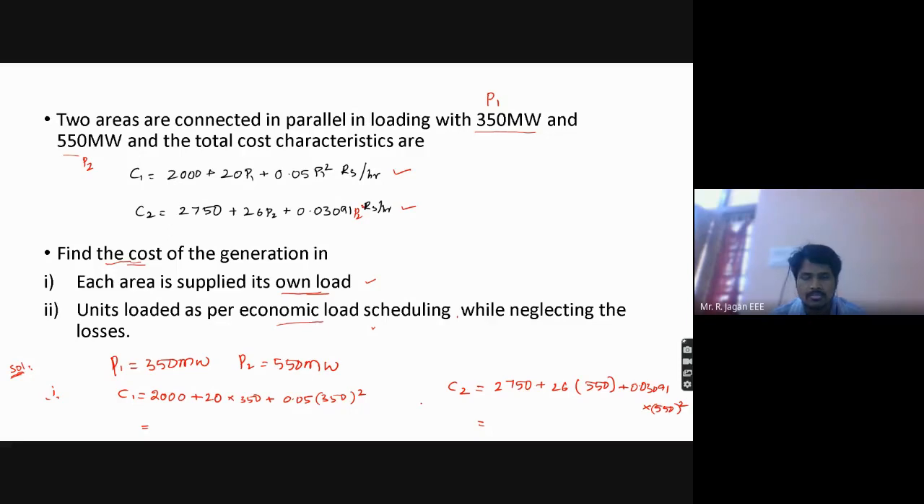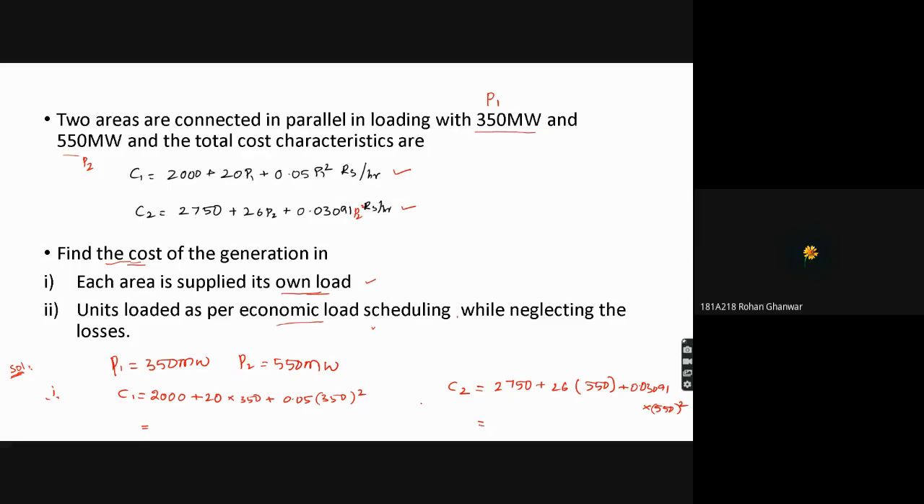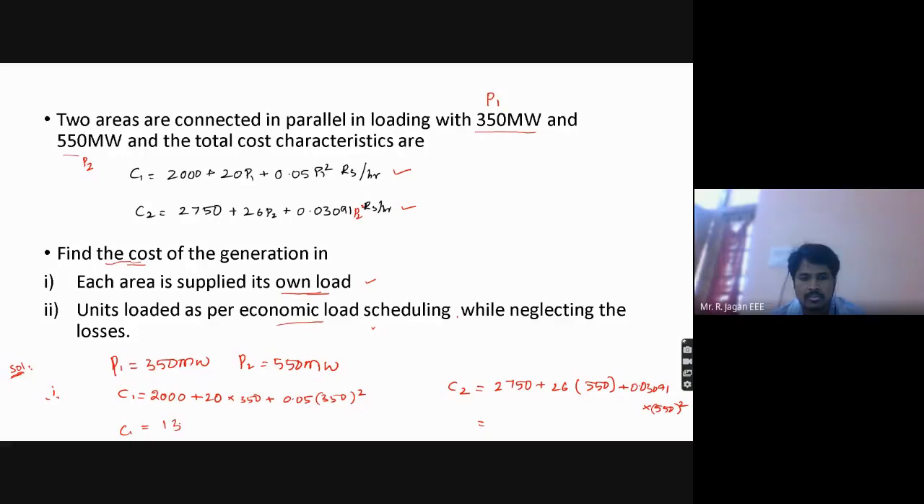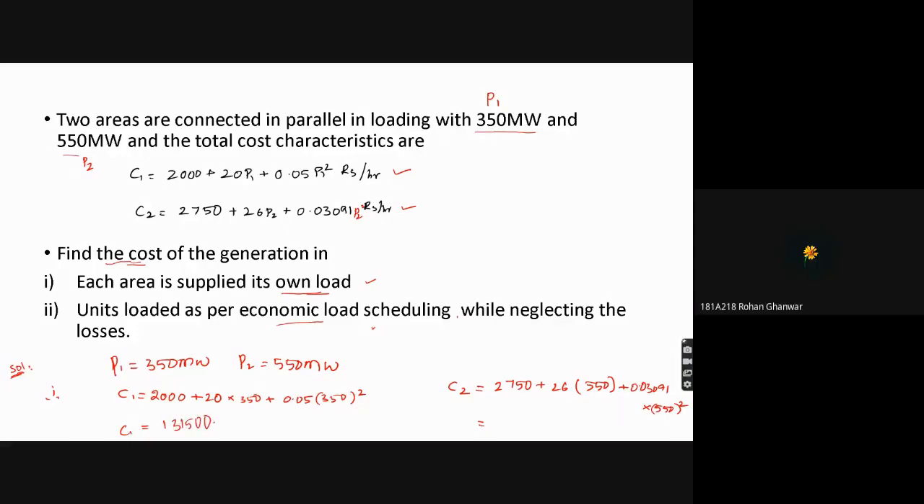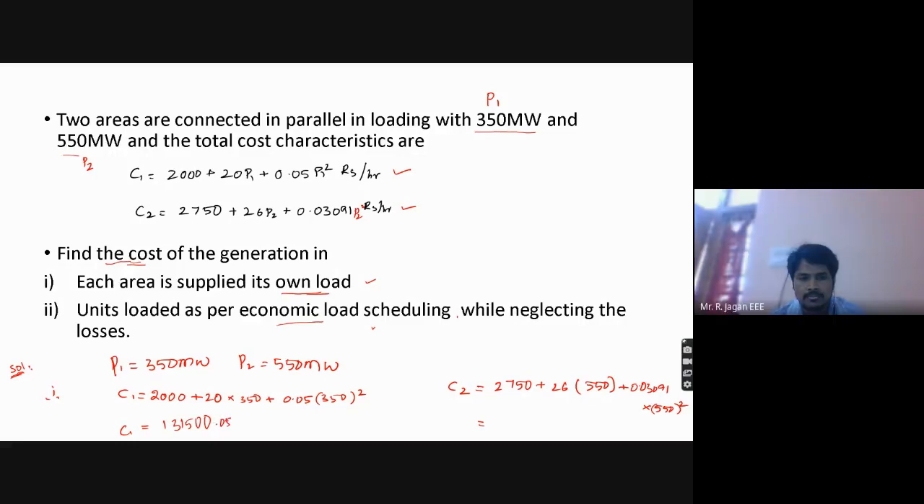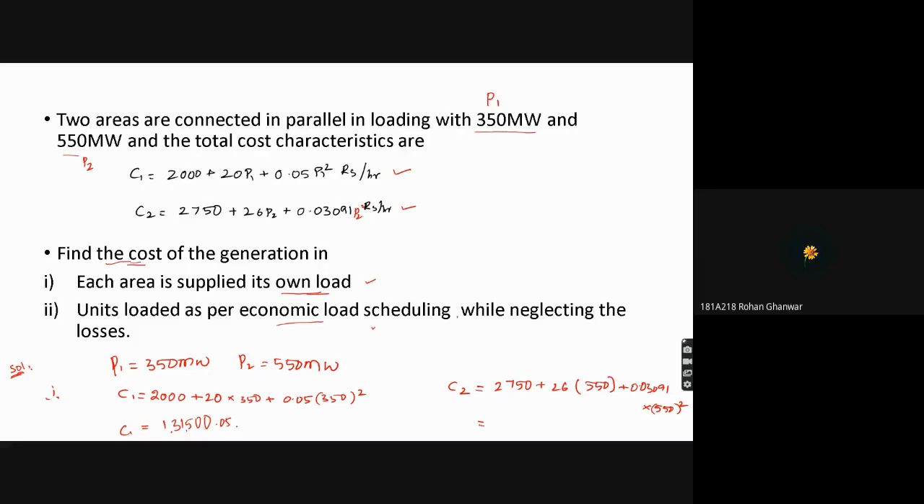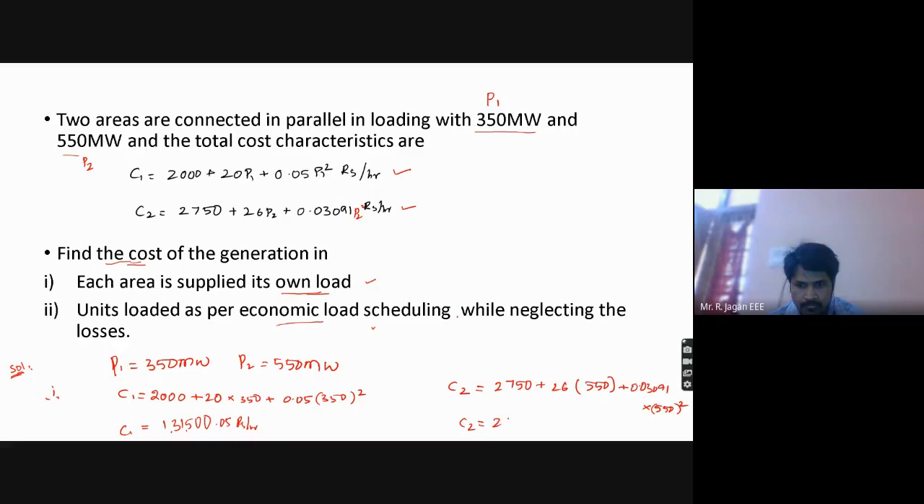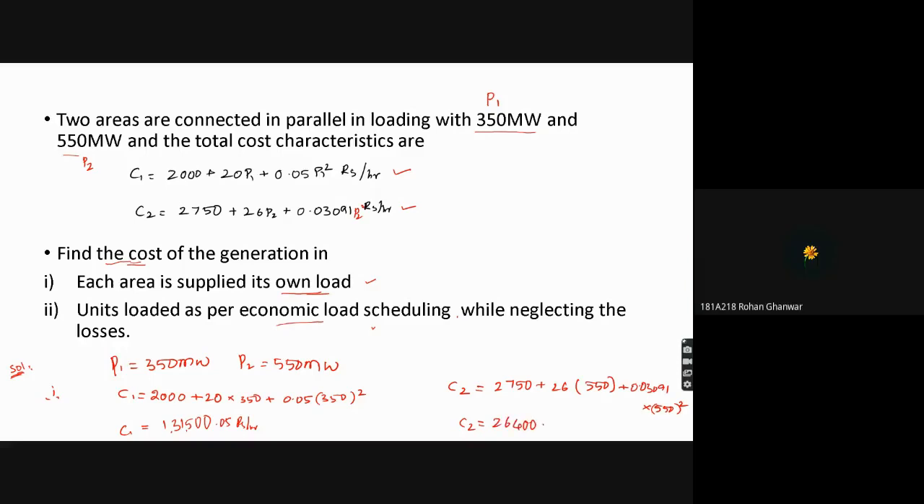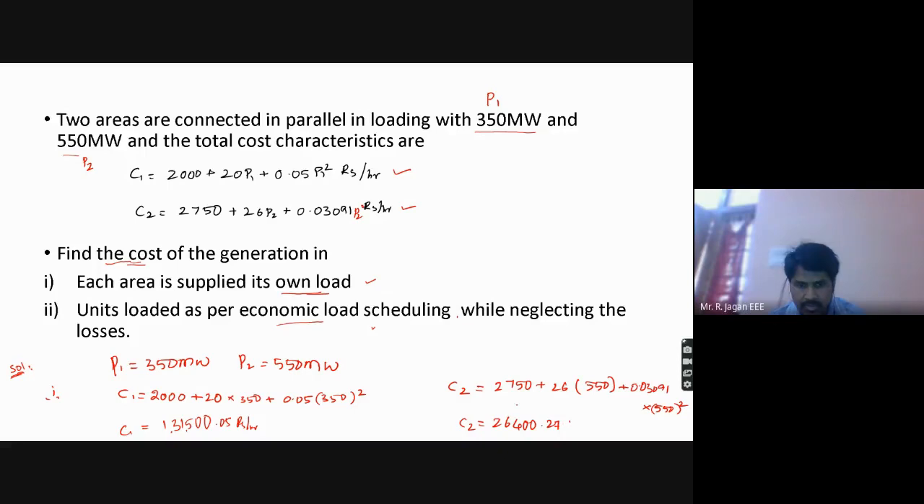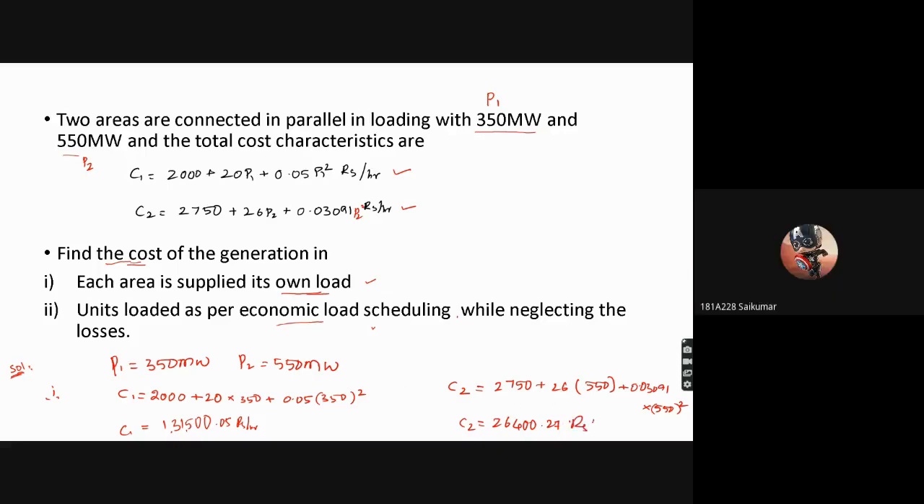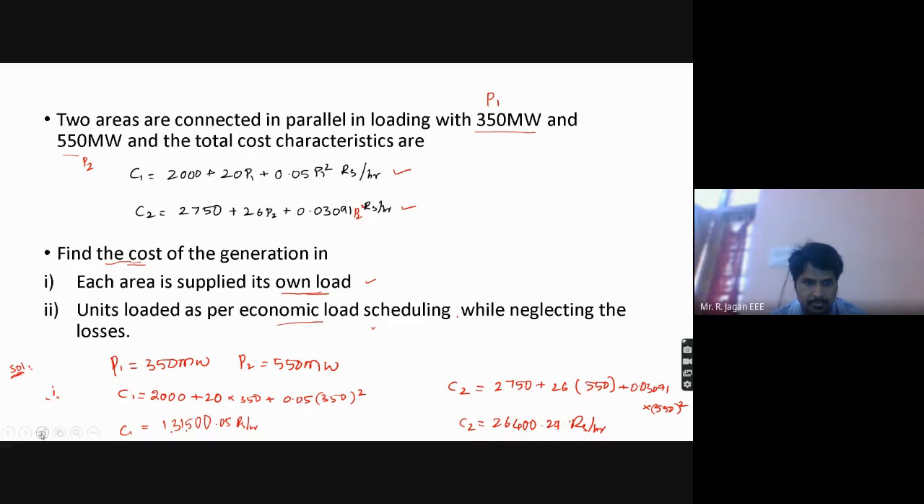How much time, Babu? Simply you can do it in the calculator now. Sir, C1 is 1,31,500, sir, 0.05. And C2 is 26,400, 0.275. Just check it once again. This first one. Sir, C1 is 15,125, sir. Yes, sir.